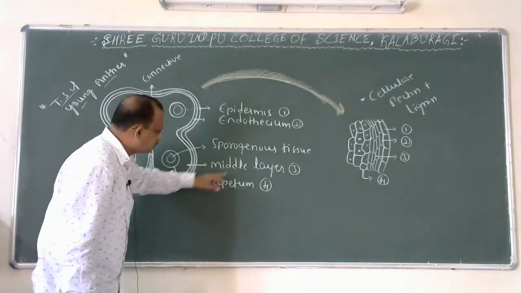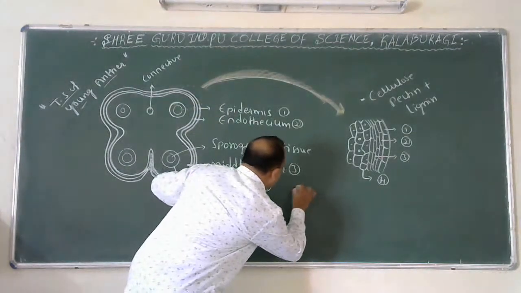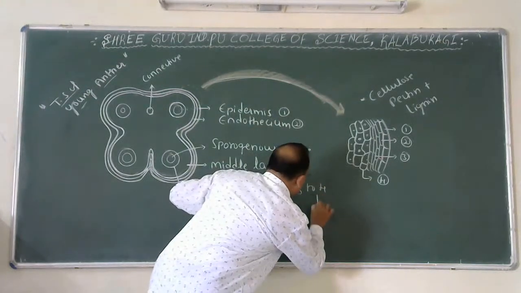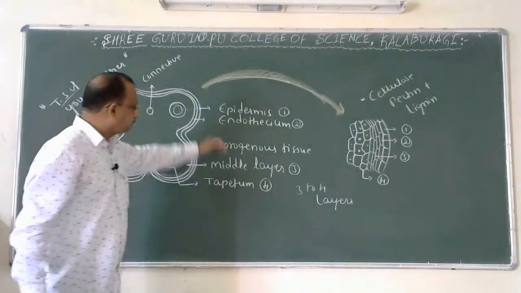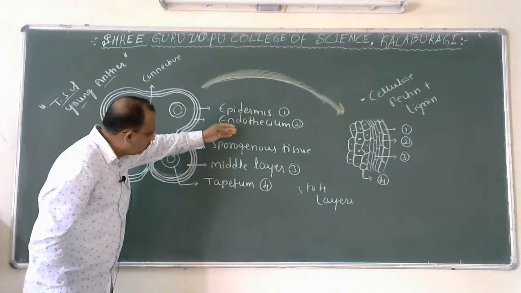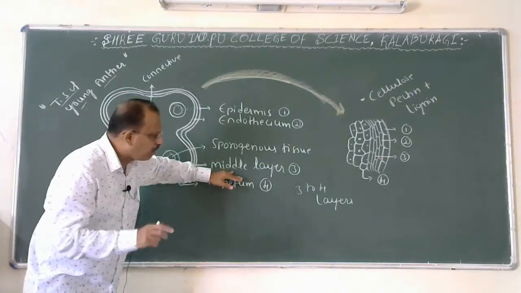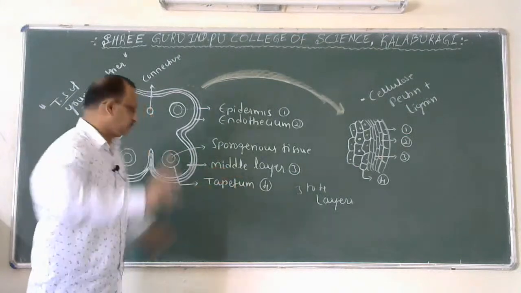Inner to endothecium, middle layer is present. It is made up of 3 to 4 layers of thin-walled cells.